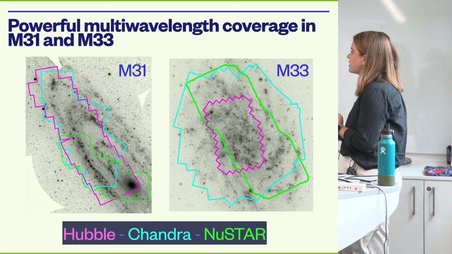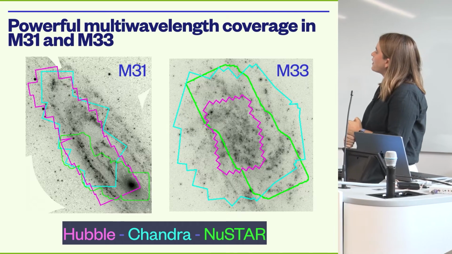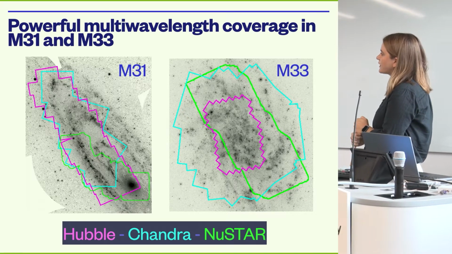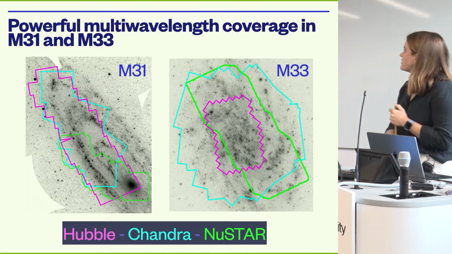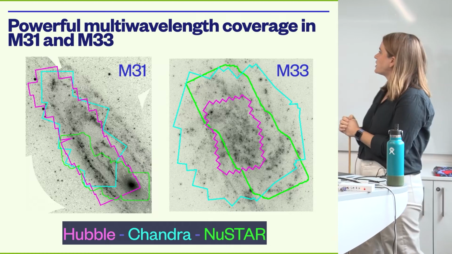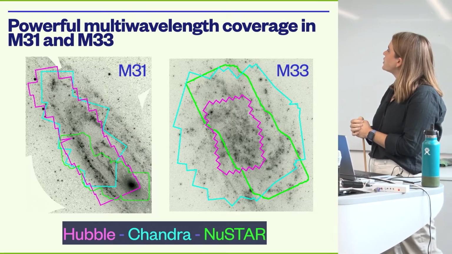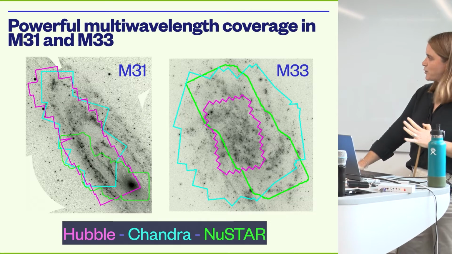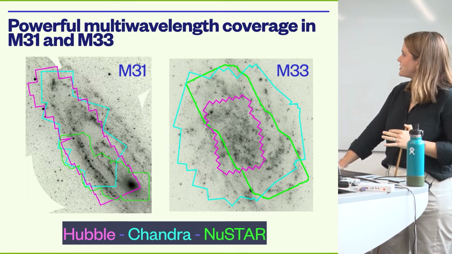So on the left, I'm showing a near UV image of M31 with the footprints of the Hubble, Chandra, and NuSTAR data that we have in that galaxy. And on the right, showing the same outlines for our M33 observations with the HST survey, Chandra in cyan, and then NuSTAR in green.